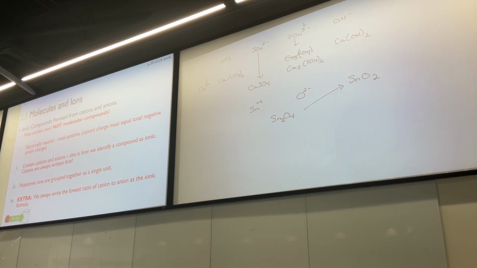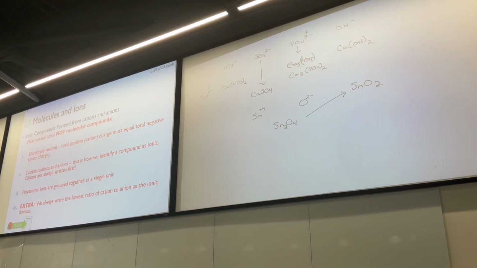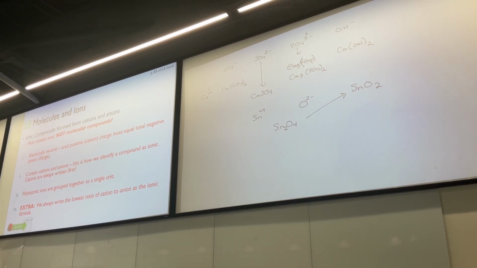Question? When should you reduce and when should you just leave it? If you're doing ionic compounds, you always reduce. We always use the lowest whole number ratio. It's just often we get that lowest whole number ratio right away, right?